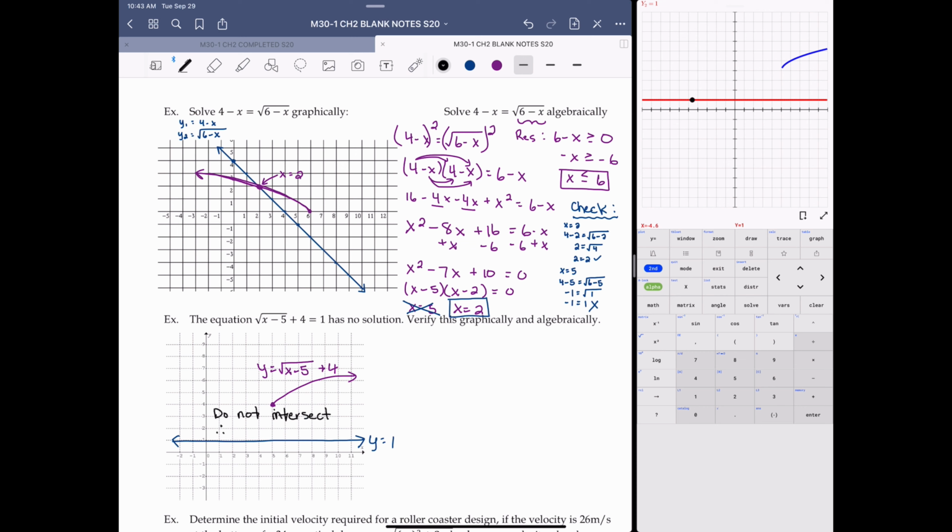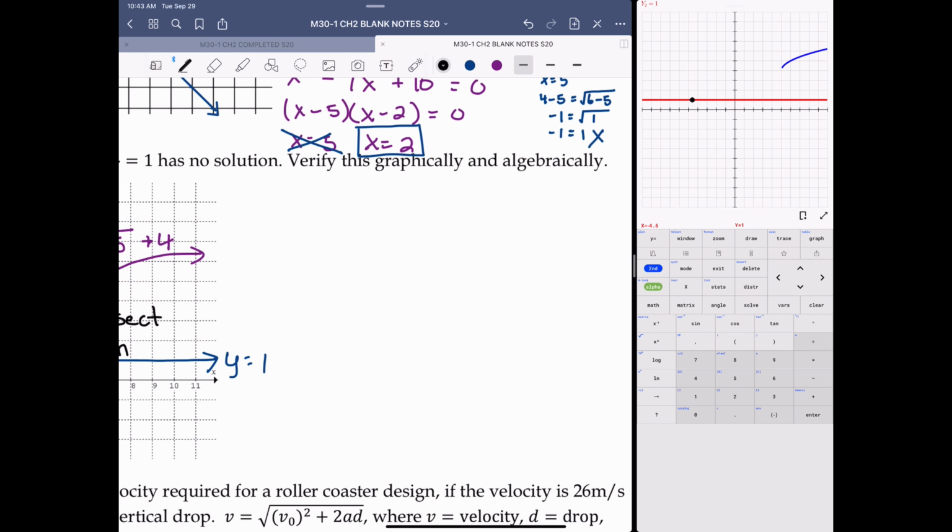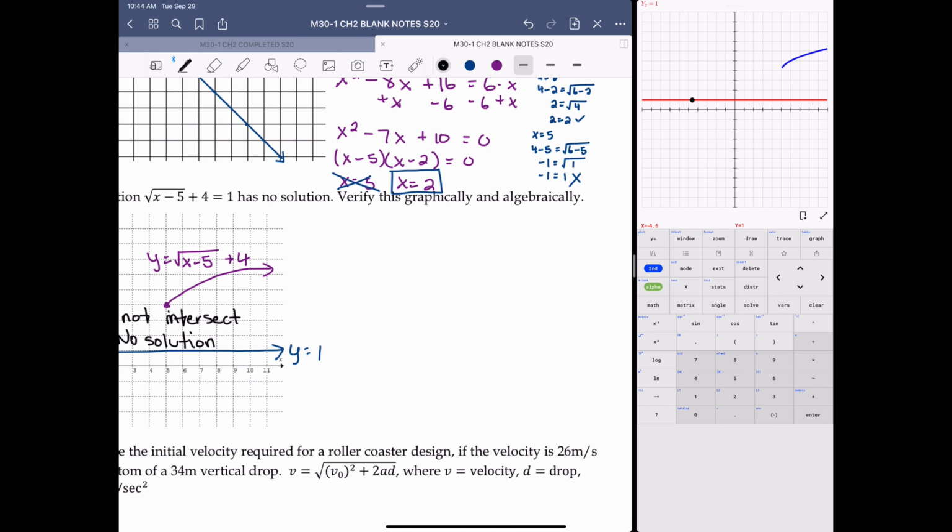Intersect, therefore no solution. That's graphically, and then we can do this algebraically as well. So let's first always start with our restrictions.